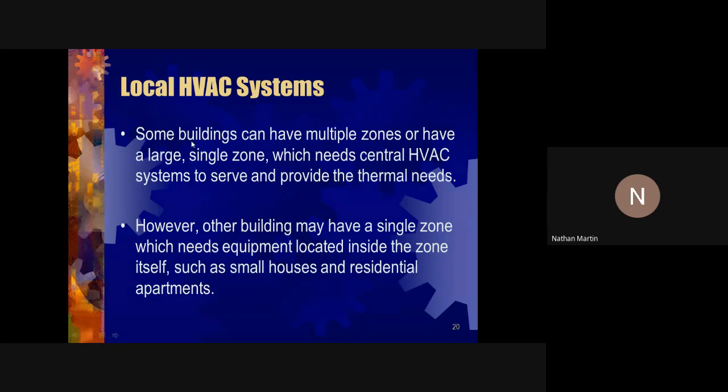Some buildings can have multiple zones, or a large single zone which needs a central HVAC system to serve and provide thermal needs. However, other buildings may have a single zone which needs equipment located inside that zone by itself, such as a small house or a residential apartment. So that is basically drawing an analogy between the central unit and our local unit. We're talking about the local being utilized in individual spaces in a smaller capacity.